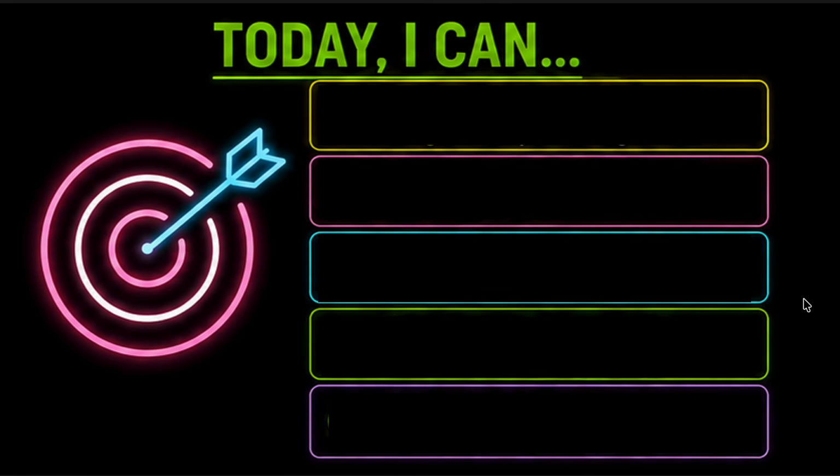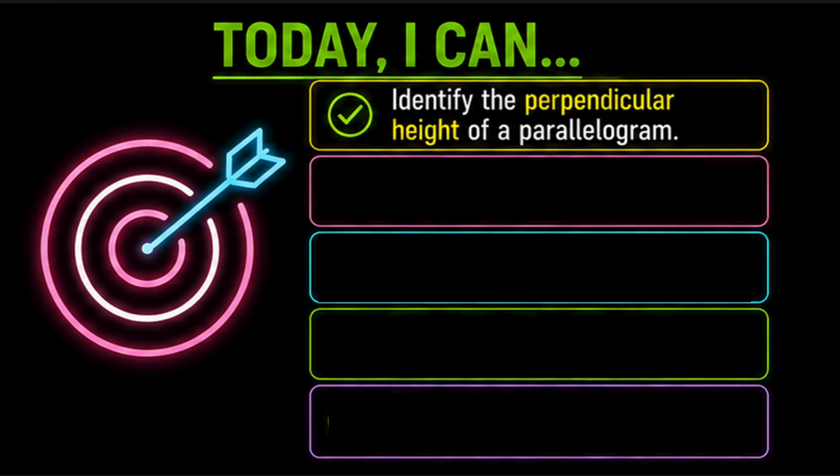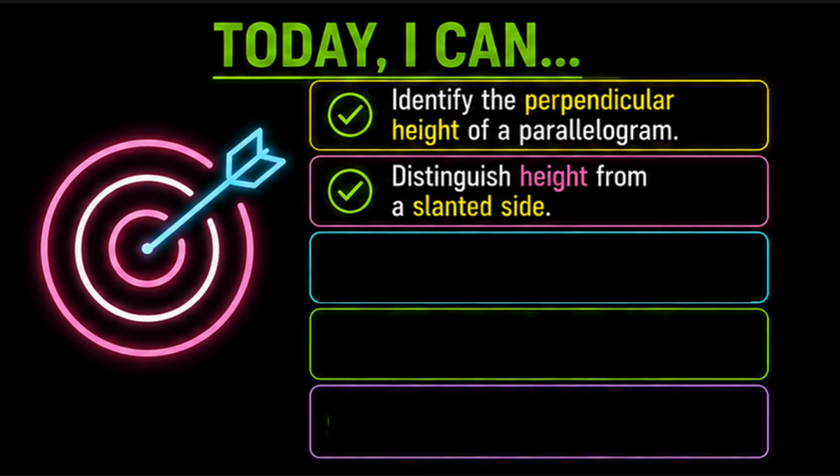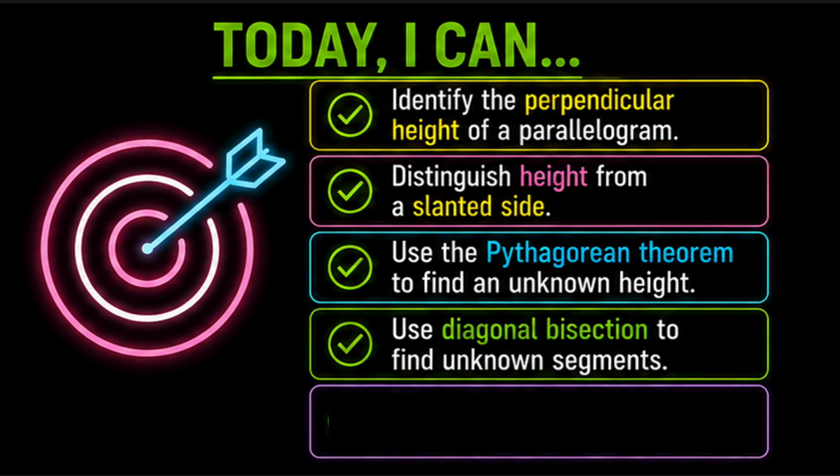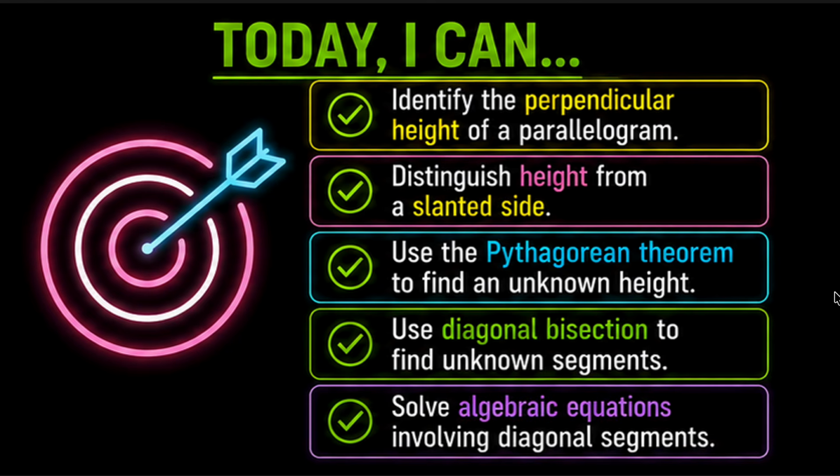So, today, that is our goal. It's not simply to memorize a segment, but we need to understand what makes a segment a height. First, we're going to identify the perpendicular height of a parallelogram. Second, distinguish height from a slanted side. We also want to use the Pythagorean theorem to find an unknown height and use the diagonal bisection to find unknown segments. And finally, solve algebraic equation involving diagonal segments.